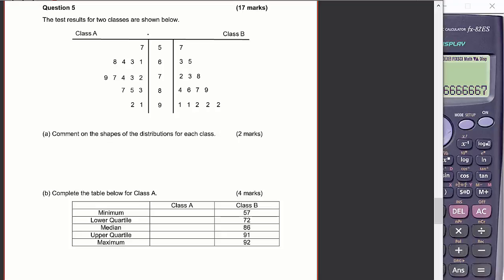Test results for two classes are shown below. Comment on the shapes of the distributions for each class. Well, if we look at class A, then that's fairly symmetrical. But if we look at class B, that's most of the data at this end and then less data at this end. That's called a negative skew.